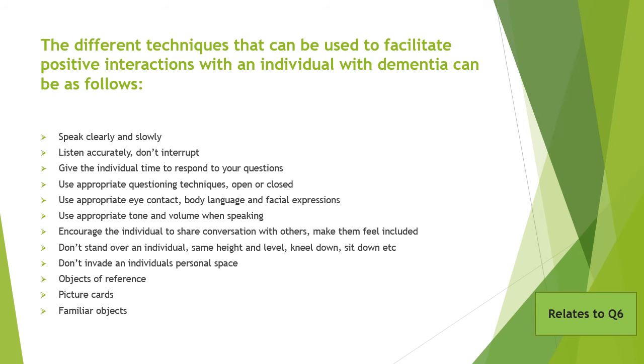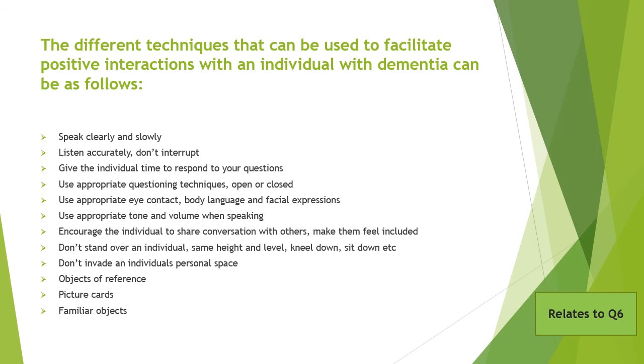Use appropriate eye contact, body language and facial expressions so that the person can understand what you're saying in different ways. Use appropriate tone and volume when speaking, again, specifically for the individual and the conversation you're having. Encourage the individual to share conversation with others. Make them feel included. Even if they're not verbally communicating, include them in the conversation.